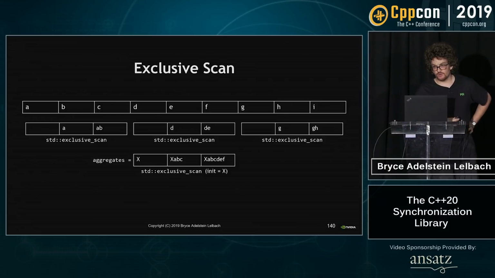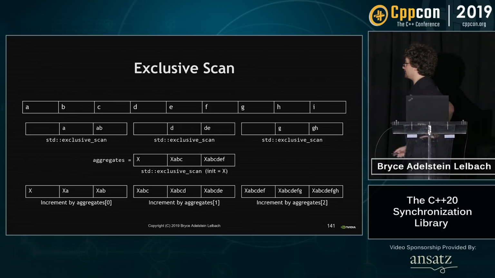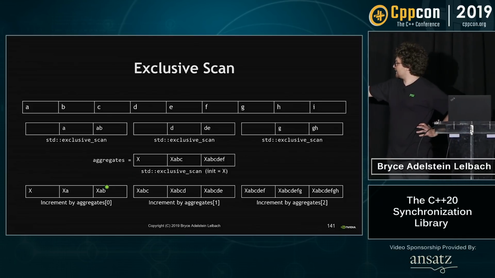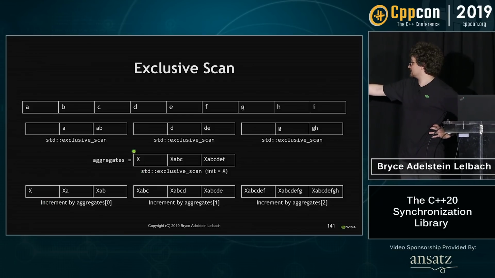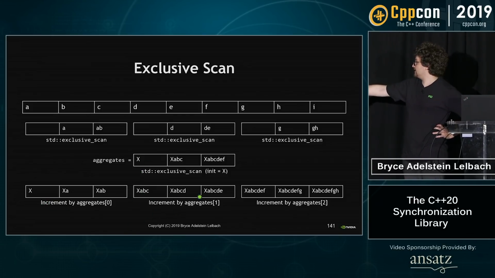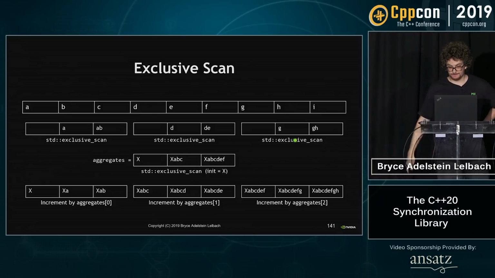Then, going back to parallel again, we're going to increment all the values in each one of these chunks by their corresponding entry in the aggregates array. So all of the elements in the first chunk will increment by aggregate 0, which is x. Second chunk will increment by xabc, etc. And then this gives us the output that we desired.